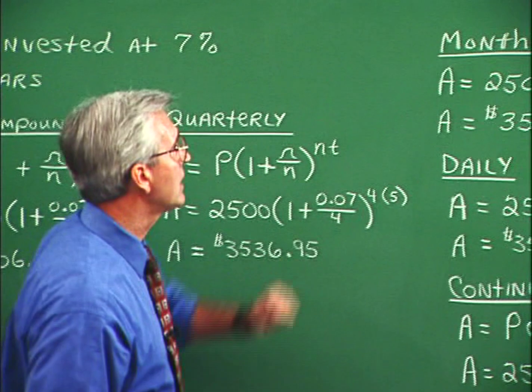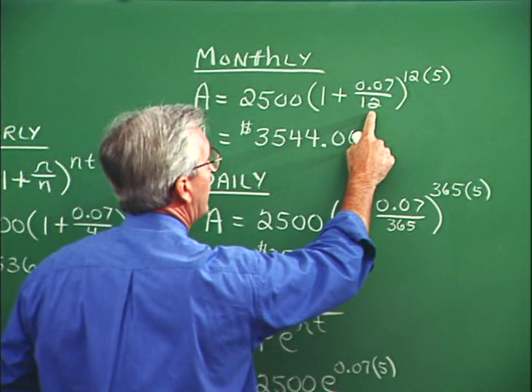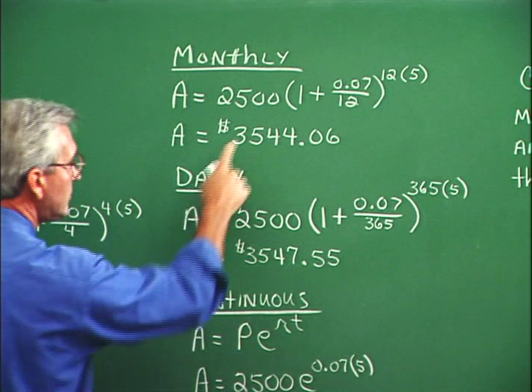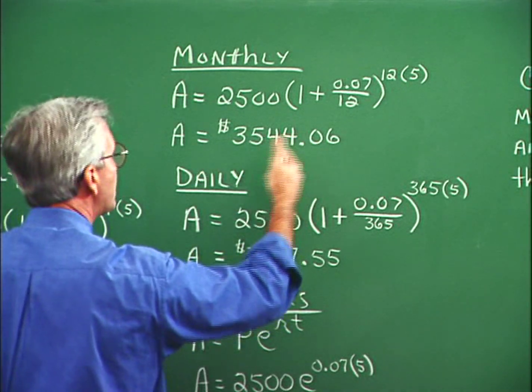Let's see what happens when compounding monthly. We have the $2,500 now. In this denominator, we're using 12, and then 12 up here in the exponent as well. $3,544.06. Not that much more.